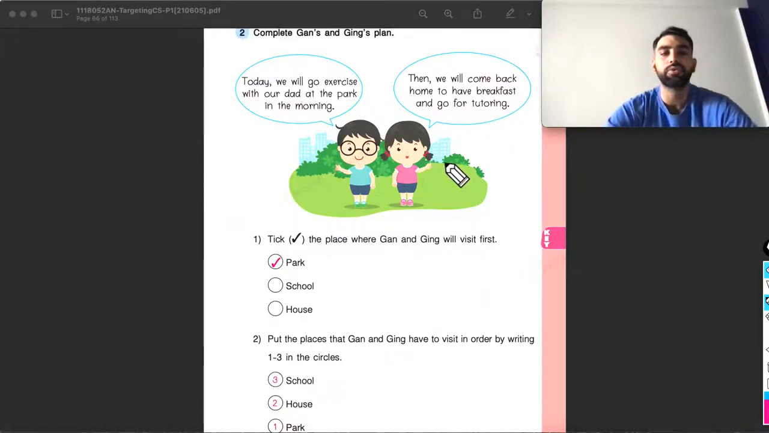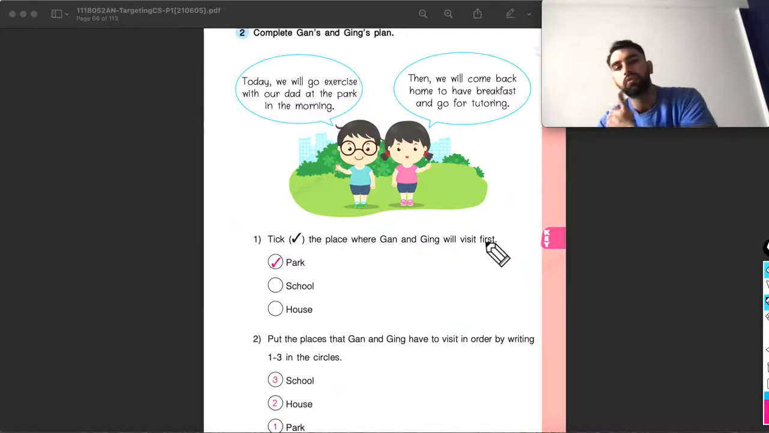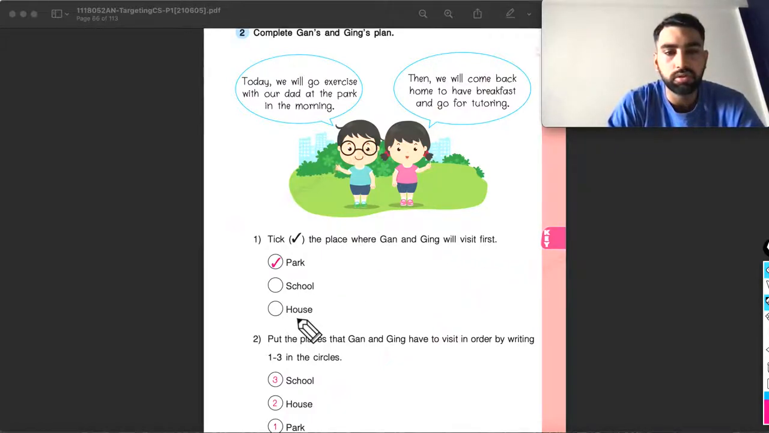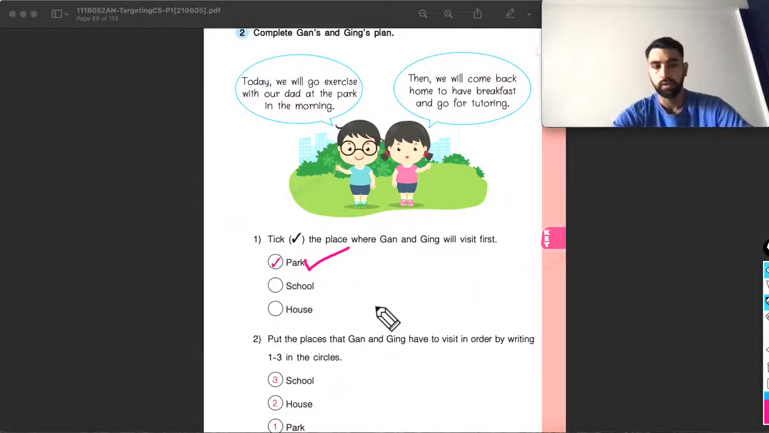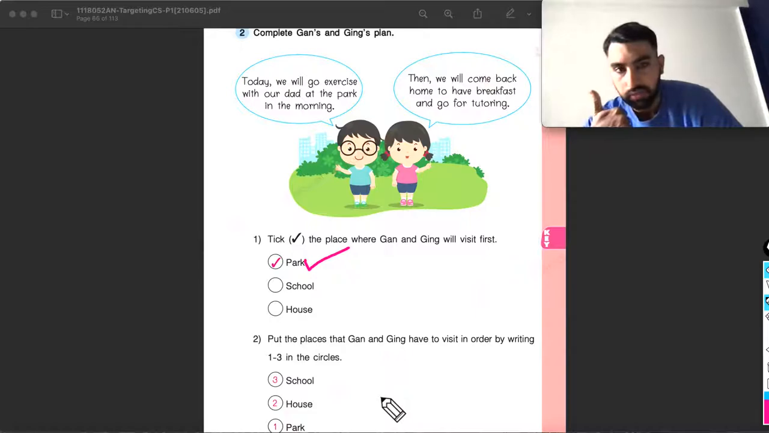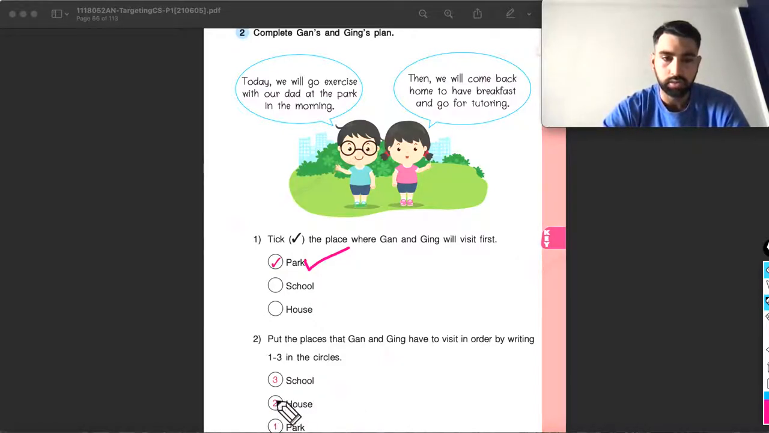So we have to choose which one has to be done. Number one, pick the place where Gang and Ging will visit first. Which place will they go to first? Will they go home or go to exercise in the park? This is home, this is school, this is park. So they will go to the park first. Number two, put the places that Gang and Ging have to visit in order by writing 1, 2, 3 in the circle. First they will go to the park. Number 2, they will go home. Number 3, they will go to school.